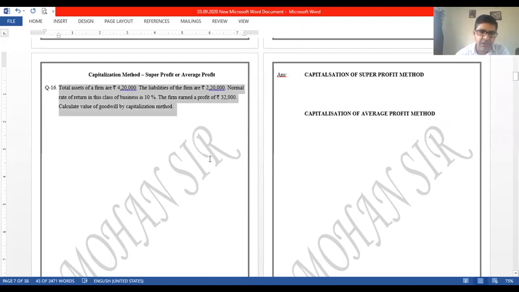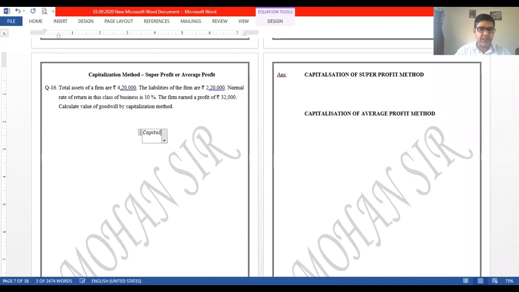Now when nothing is mentioned about which capitalization method, super profit method or average profit method, it is totally up to us. Whichever way you are comfortable with, you do it, right? Now, what are the basic steps required for the super profit method? Let us do that first of all.